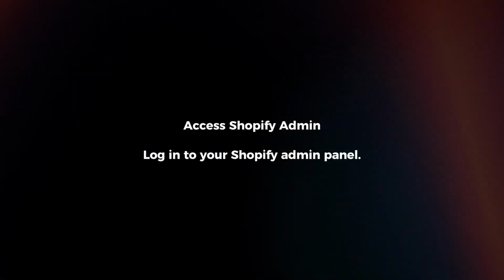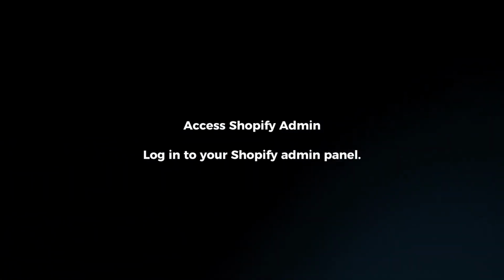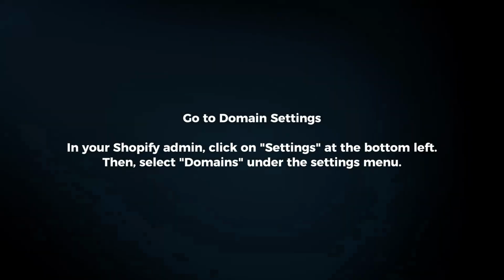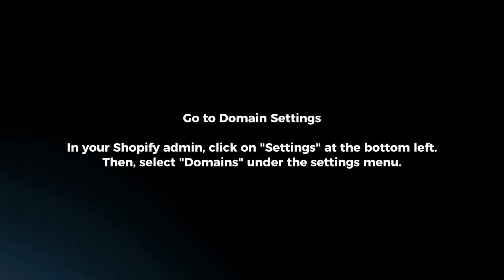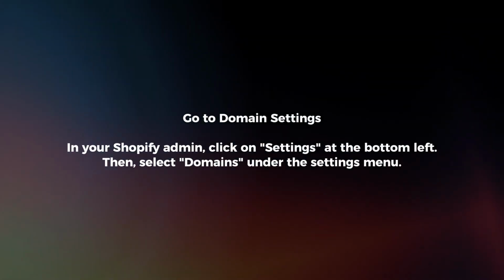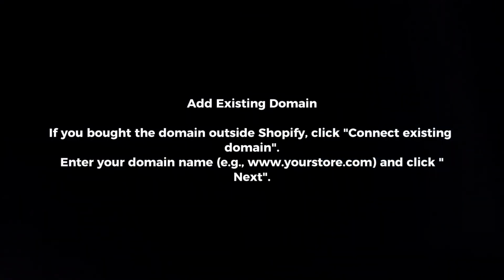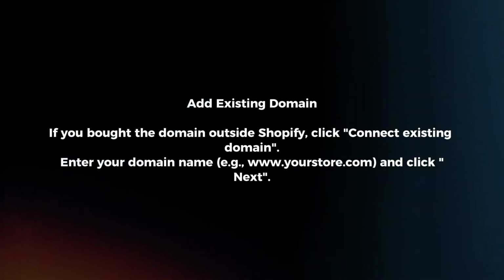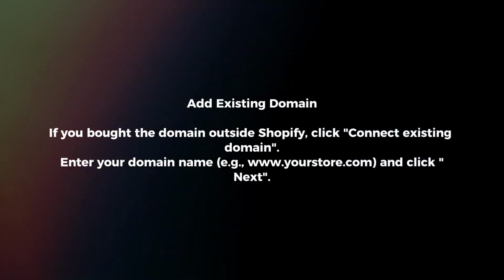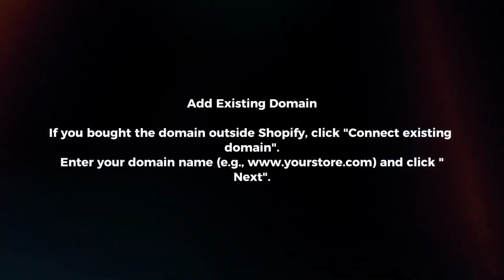Access Shopify Admin. Log into your Shopify Admin panel. Go to Domain Settings. In your Shopify Admin, click on Settings at the bottom left. Then, select Domains under the Settings menu. Add Existing Domain. If you bought the domain outside Shopify, click Connect Existing Domain. Enter your domain name and click Next.